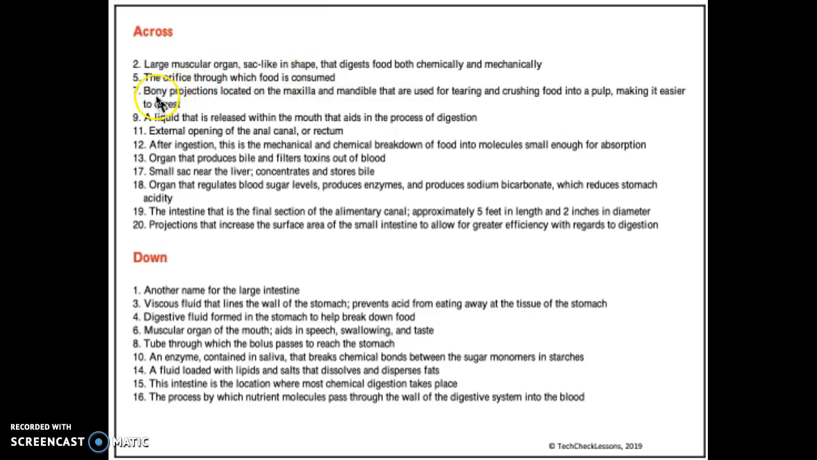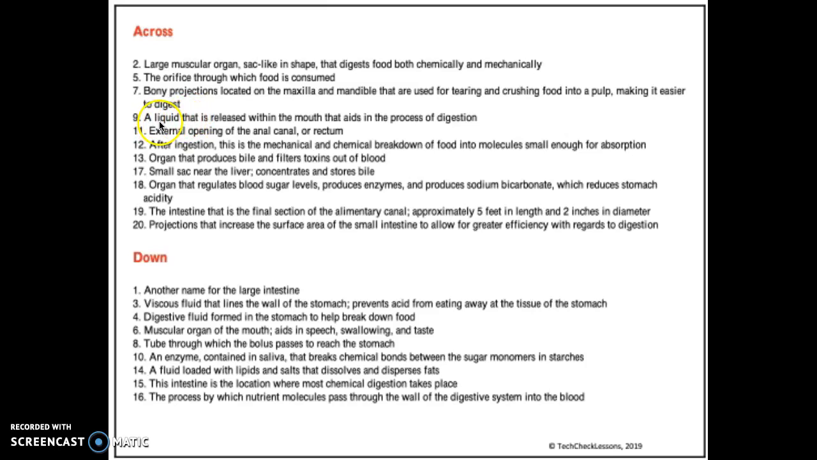Number 7, bony projections located on the maxilla and mandible that are used for tearing and crushing food into a pulp, making it easier to digest. Maxilla and mandible are actually parts that are found within our skeletal structures. They are present inside our mouth. And this is just a very complex way of saying it's the teeth. It's teeth or bony projections that are used for tearing and crushing food. All right, let's move on.